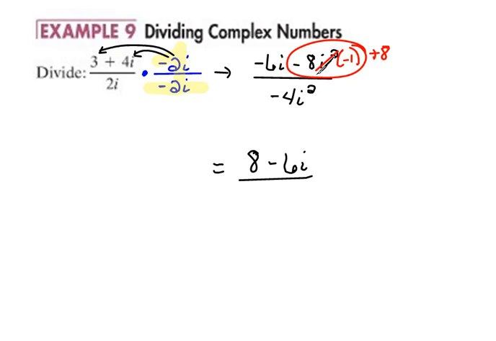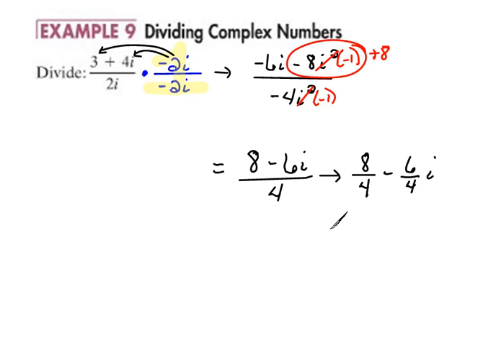Now for the denominator. This i squared is a negative 1, so negative 4 times negative 1 is really a positive 4. Now we still need to clean this up, because we don't want to leave it as a single fraction. We need to show a real number part and an imaginary part. So I'm going to separate this out into the two fractions that it truly is. So that would be 8 over 4 minus 6i over 4.